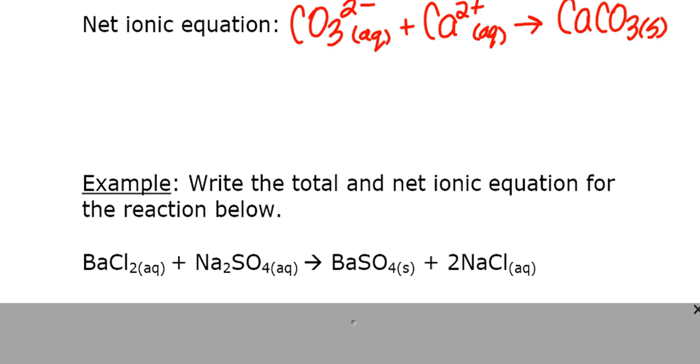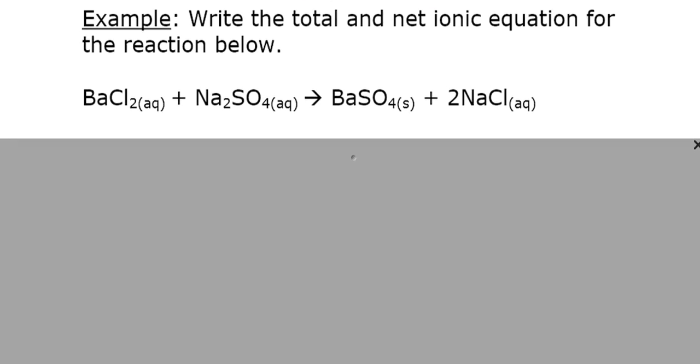So here's our example. We'll move this all the way up. See if you can write the total and net ionic equation for the reaction shown below. So this would be a good time to pause the video to give yourself a few minutes to see if you can write out the total and net ionic equations. And if you want as well, you can identify the spectator ions because those will be the ones that will be crossing out. So give that a try when you're ready, unpause, and we'll go through the answer together.